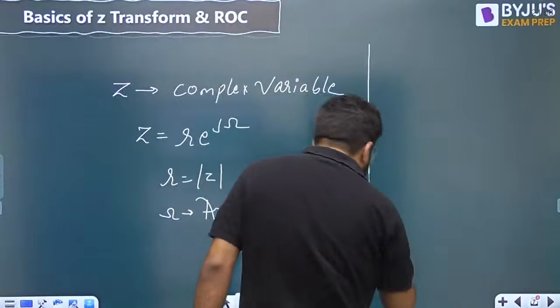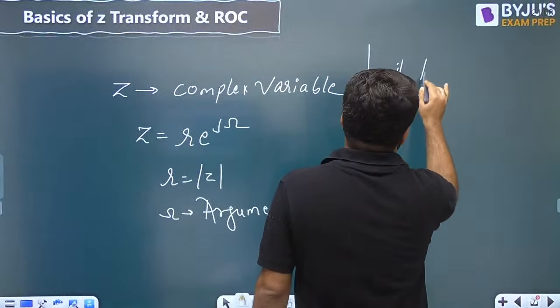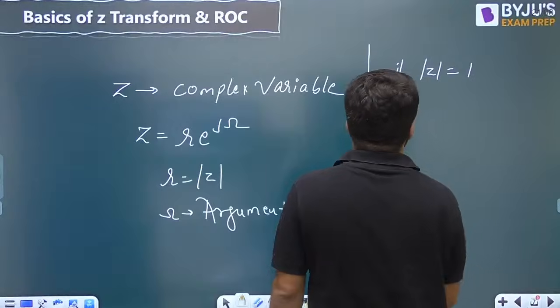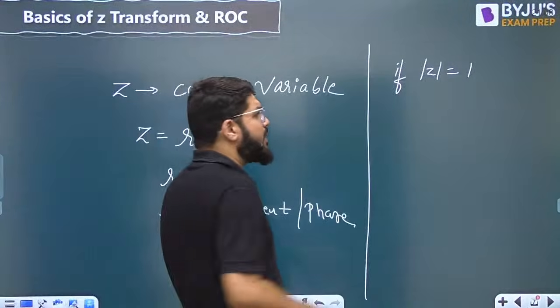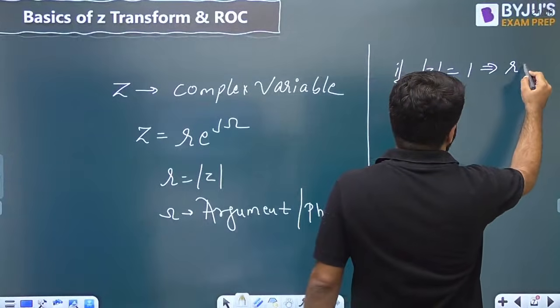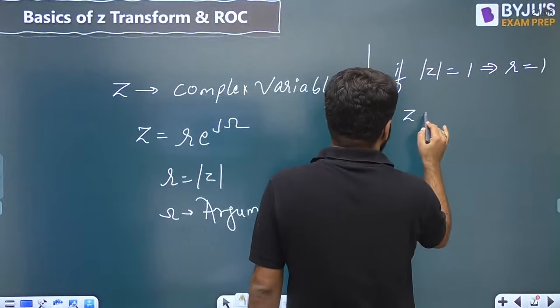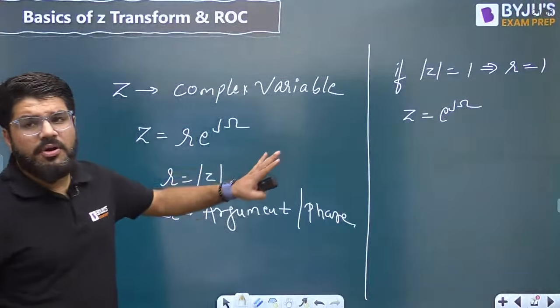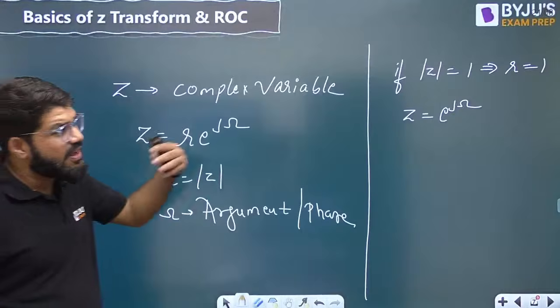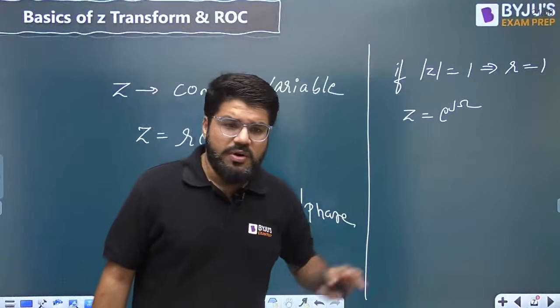If I specially take the modulus of Z equal to 1, if I take those complex numbers which have unit magnitude, that is r equal to 1, then I am able to write Z is equal to e power j omega. And this is one important connection we are going to explore after 2 or 3 classes.